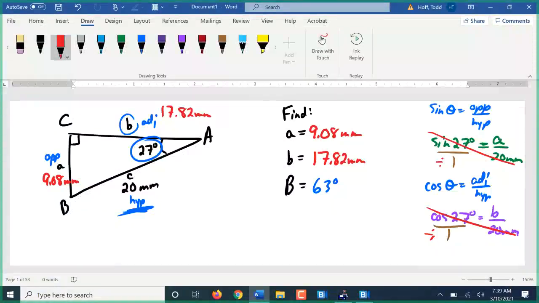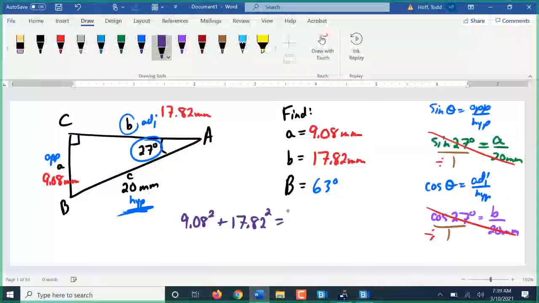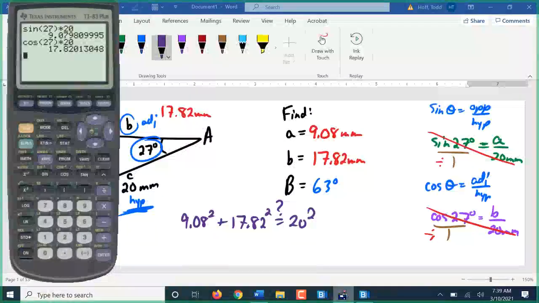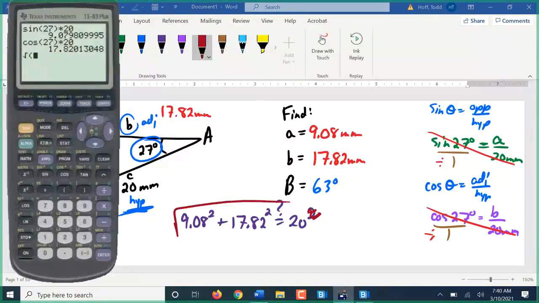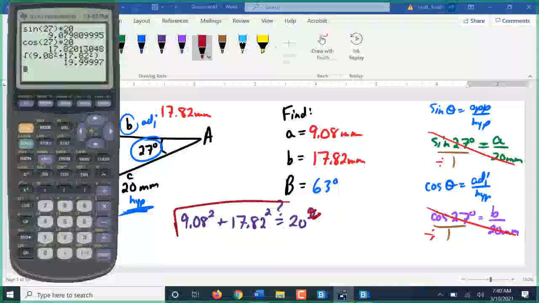millimeters. Now, that a squared plus b squared equals c squared is a tool we can use to double check this if we want to. Does 9.08 squared plus 17.82 squared equal 20 squared? Now I'm going to switch this around a little bit, and instead of using the squared here, I'm going to square root that side just to make it quicker. Square root of 9.08 squared plus 17.82 squared. Now do we expect this to come up to be exactly 20? No, because those 9.08 and 17.82 are both rounded. So we expect there's going to be some rounding error in it. But 19.99997 is probably close enough.